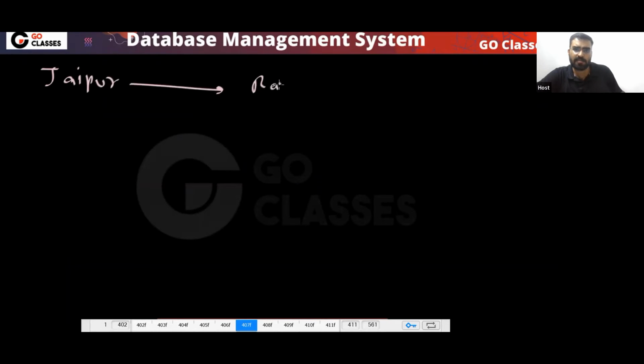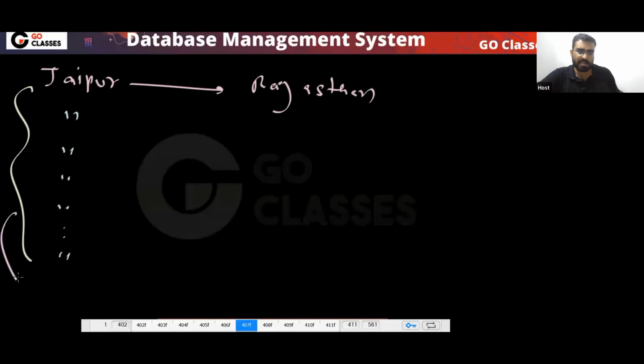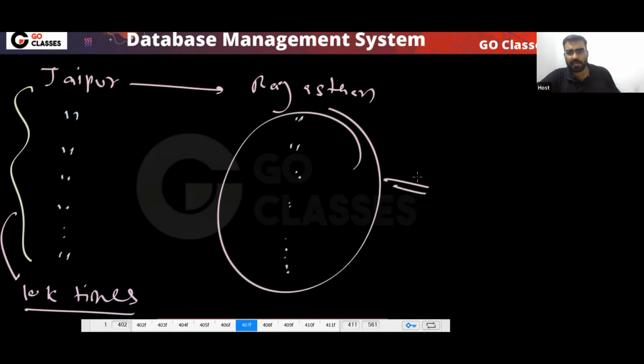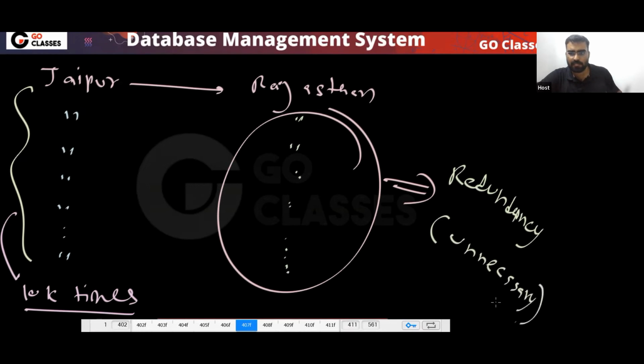For example, Jaipur determines Rajasthan. If you write this, let's assume you write Jaipur 10,000 times. Then this is redundancy or not? If you have to write this again and again, this is redundancy. This is unnecessary. The same data you are repeating.